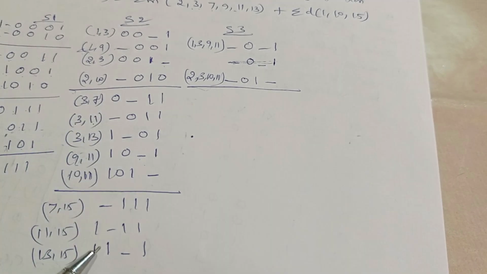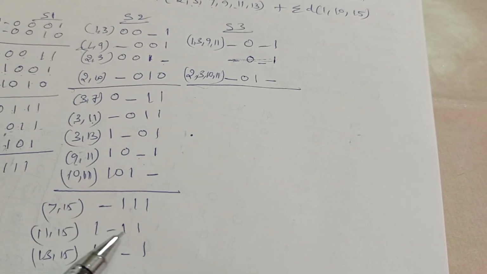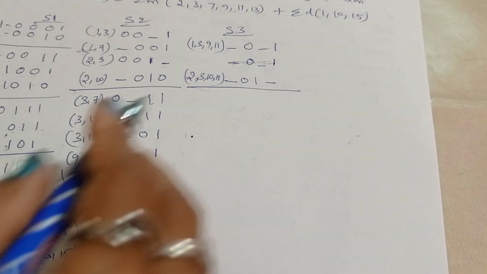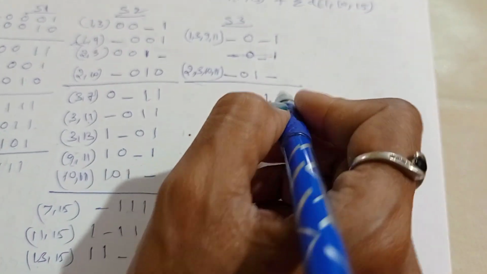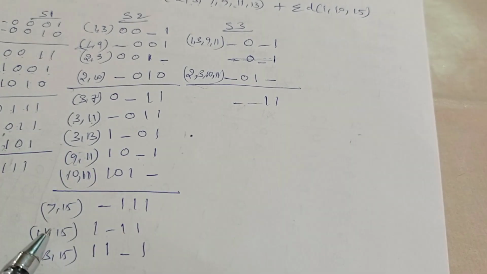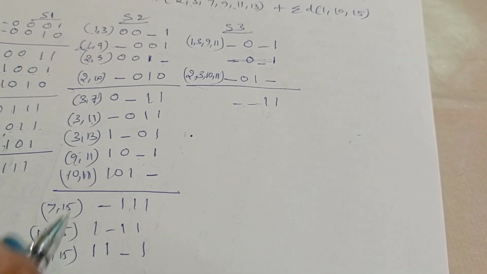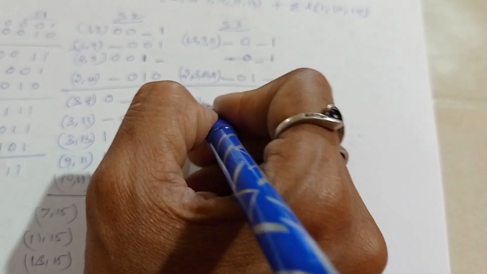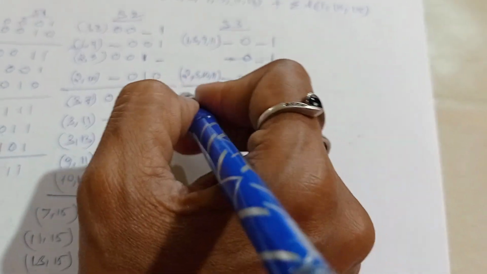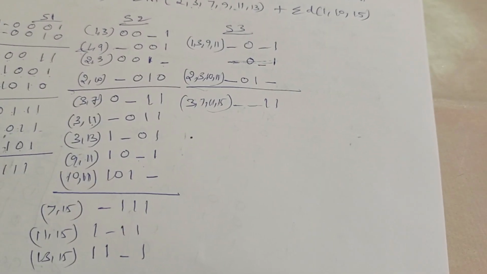Second place hyphen is only one. That is hyphen 1 1 is constant. It is changing. So hyphen hyphen 1 1. That is 3 7 and 11 15. 3 7 11 15.